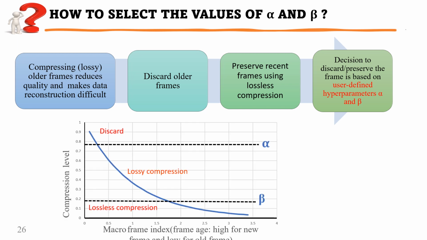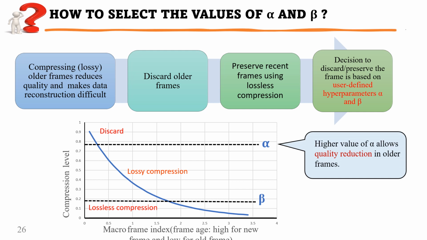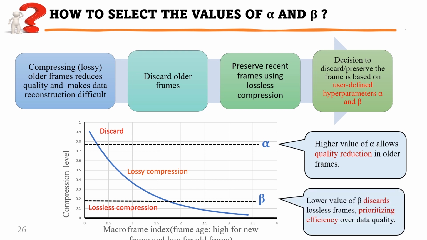So this graph depicts when to discard a frame, when to apply lossless compression to a frame, and when to use lossy compression. On the x-axis, we have the macro frame index, which tells the age of a macro frame, and on the y-axis, we have the compression level. And the values in this graph we can get using our QS function. If we choose a high value of alpha, we are allowing quality reduction in older frames. While a low value of beta discards lossless frames, prioritizing data efficiency over quality. Like we are prioritizing high CG, high compression gain, and giving less priority to RMSE.